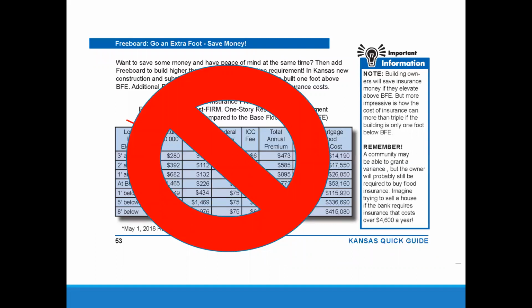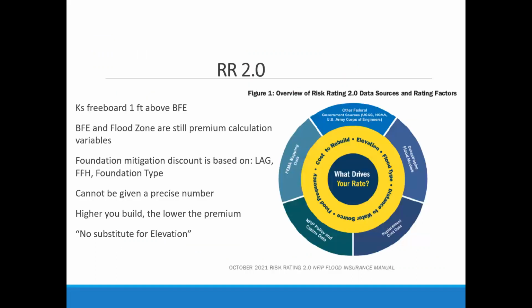We used to have these rating tables that would tell you what your premium looked like based on how high above or below you were from the base flood elevation. But that isn't valid anymore because we have Risk Rating 2.0, and this tells you everything about what's driving your rate, which is again replacement costs, past claims values, the FEMA mapping data, but also other governmental sources from different agencies, catastrophe modeling, your distance to the flood source, what the flood frequencies are, what kind of flooding source it is. We can't tell anyone what their premium is going to look like.